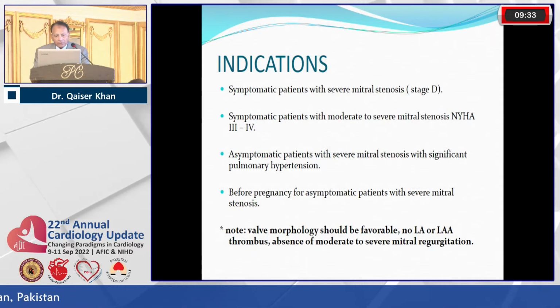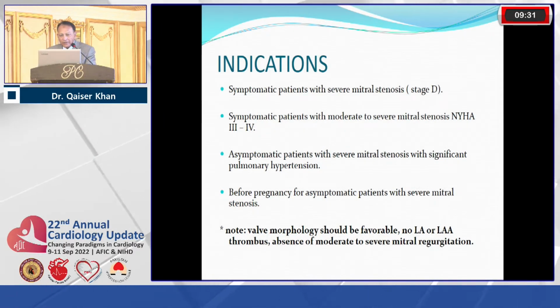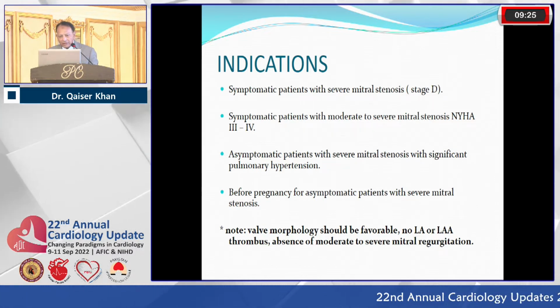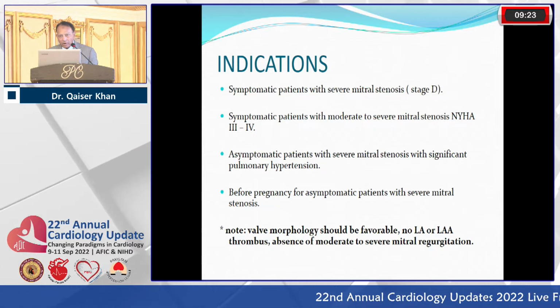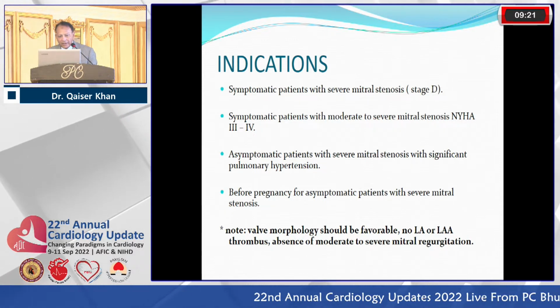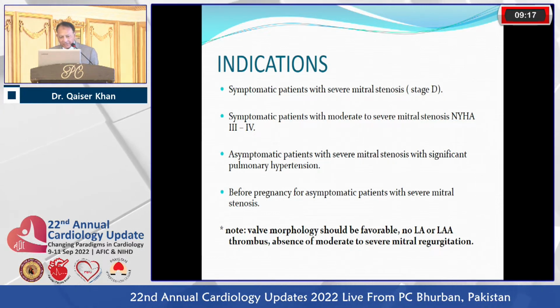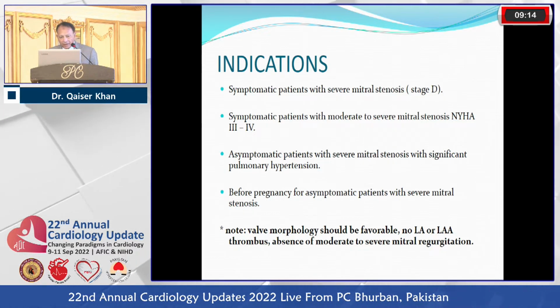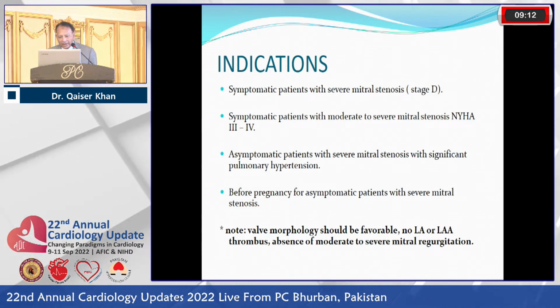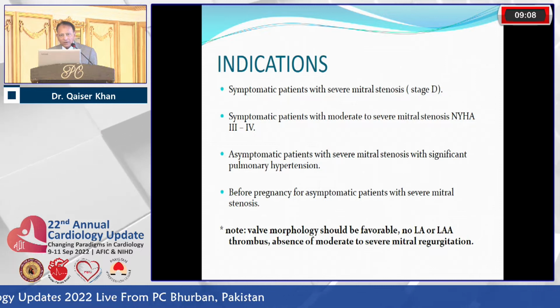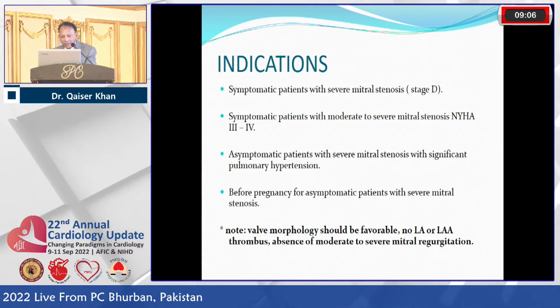Briefly, I'm going to touch on the basics, like indications and contraindications, which we all know. Symptomatic patient with severe mitral stenosis, symptomatic patient with moderate to severe stenosis, and asymptomatic patient with severe stenosis with significant pulmonary hypertension, carefully. Before pregnancy, for asymptomatic patient with severe stenosis who plans for pregnancy later on.